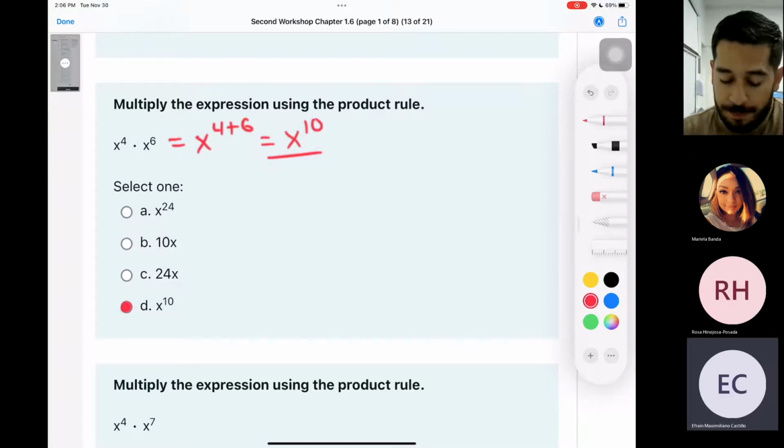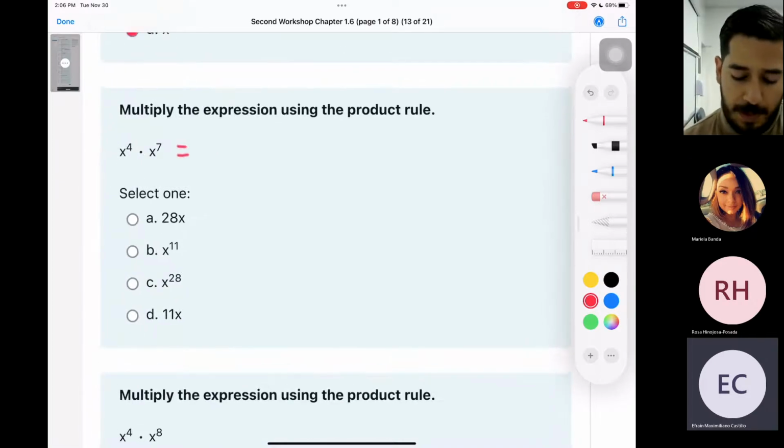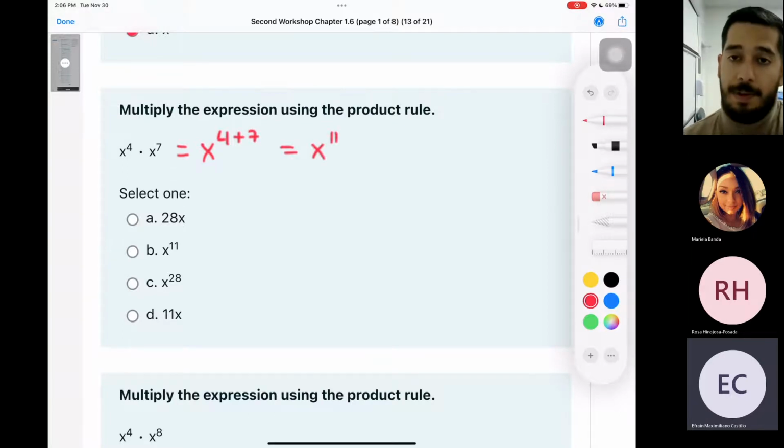Now you have to be careful. It doesn't matter if it's a positive or a negative number, you have to add them up. 4 and 6, 10. That should give me my answer. Again, the product rule. x to the power of 4 times x to the power of 7. That means x to the power of adding the exponents. So this should be x to the power of 11.